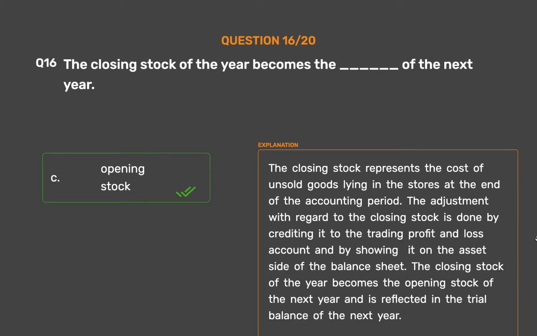The closing stock represents the cost of unsold goods lying in the stores at the end of the accounting period. The adjustment with regard to the closing stock is done by crediting it to the trading and profit and loss account and by showing it on the asset side of the balance sheet. The closing stock of the year becomes the opening stock of the next year and is reflected in the trial balance of the next year.